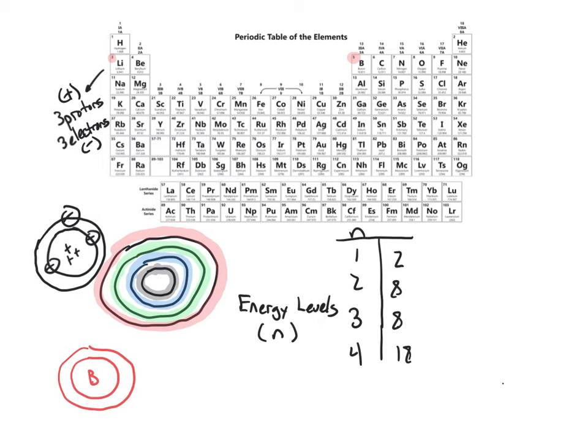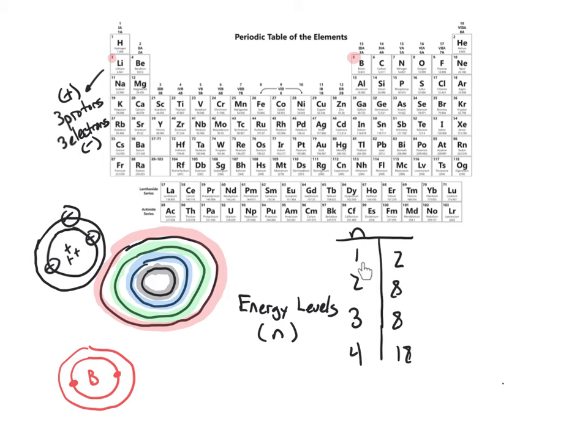Now the first 2 electrons can go into the first energy level, but then it's full. Now there are 3 more electrons to place. The question is, can I place all 3 in the next ring, or will I need a 3rd ring? Well, if I go over to my chart here, the second energy level can hold up to 8.